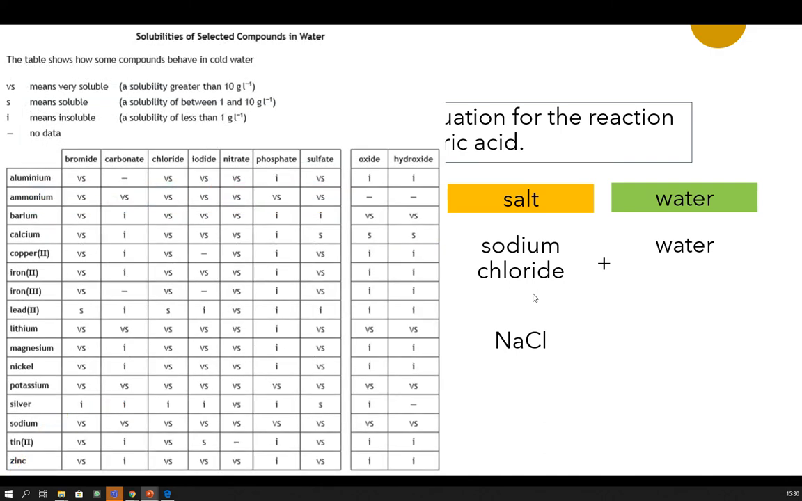Now when you look at your solubility tables, we've got the various metals listed down the side here, and we've got the various compounds that can form. So we're interested in sodium chloride. If we identify sodium chloride here, we can see that sodium chloride is very soluble in water. So we know that it's going to dissolve in water and it's going to form an aqueous solution. So now we can add the state symbol AQ to show us that sodium chloride is dissolved in solution.